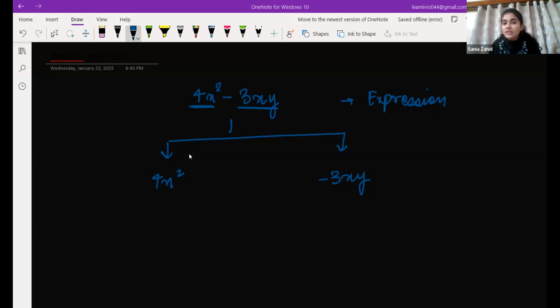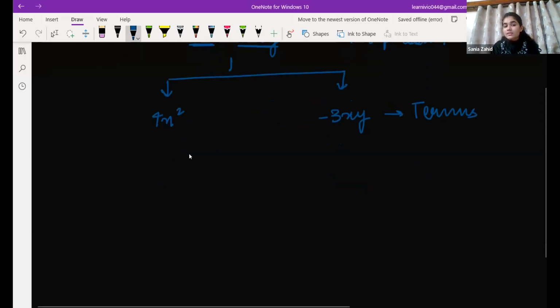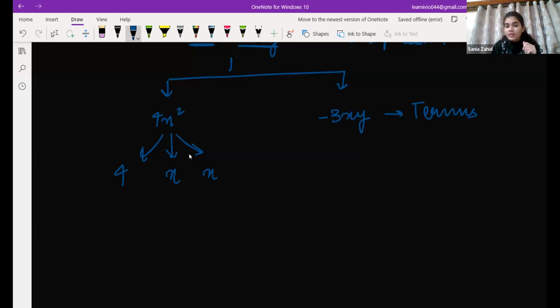Yes. So these are the terms, right? This is the first term, this is the second term. Now, see Razan, you see that 4x square is composed of three different factors. What are those factors? You have 4, then you must multiply 4 with x and again with x, right?